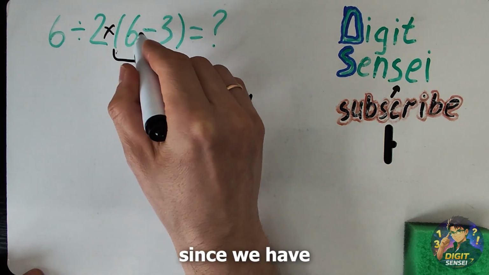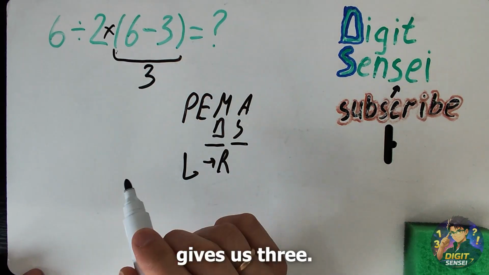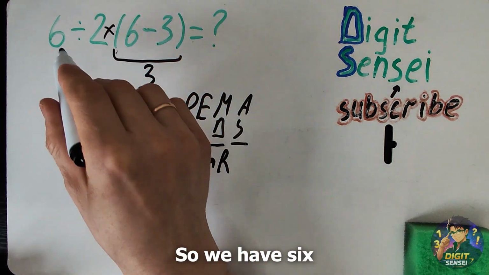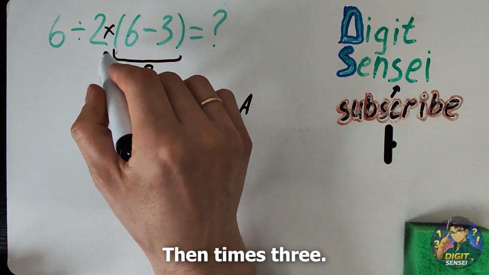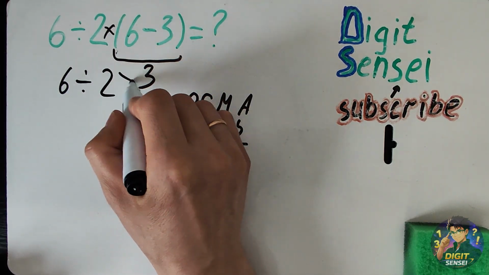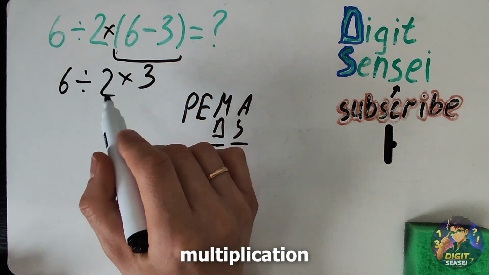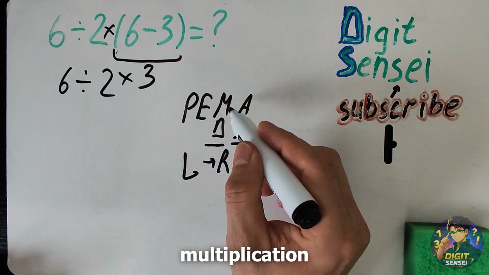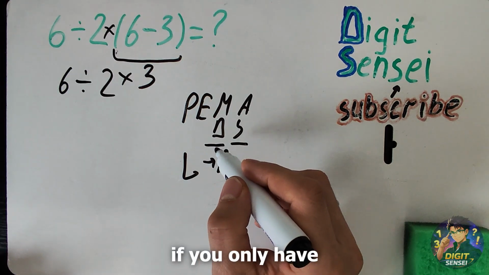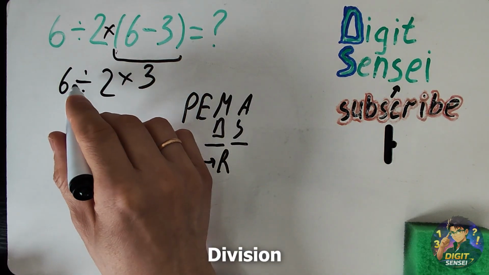Inside this parentheses we have 6 minus 3, which gives us 3. So we have 6 divided by 2 then times 3. Now we have one division and one multiplication. As I said, multiplication and division have equal priority and we have to go from left to right. So here, first we have to do this division.